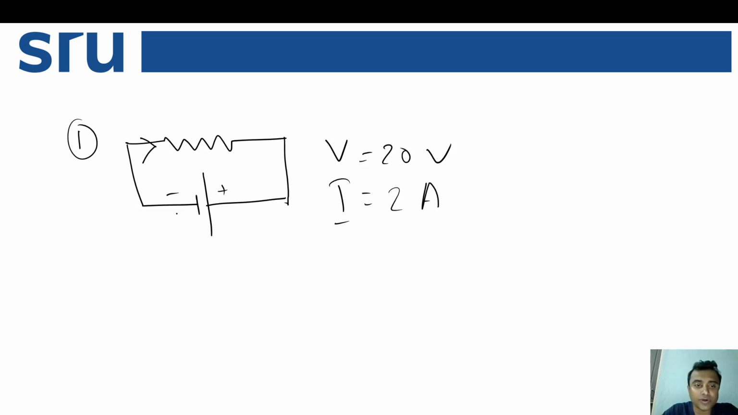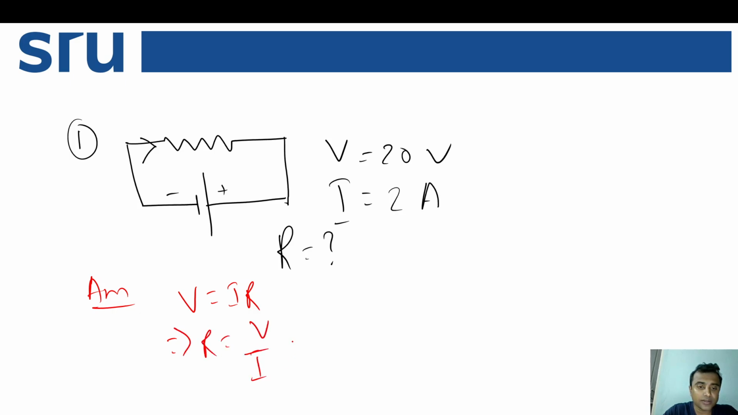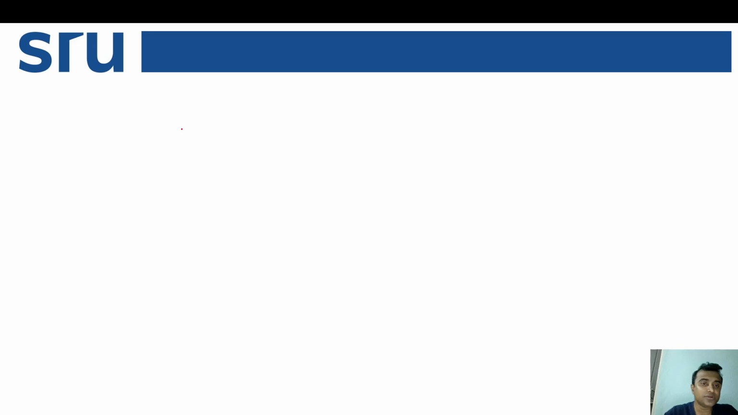Okay, so what is the resistance? The answer is very straightforward. We know that V equal to IR, therefore R equal to V over I, which is given by 20 by 2 ohm, equal to 10 ohm. This is a simple problem, but you may not get that kind of simple problem. So what can you get in the exam maybe?